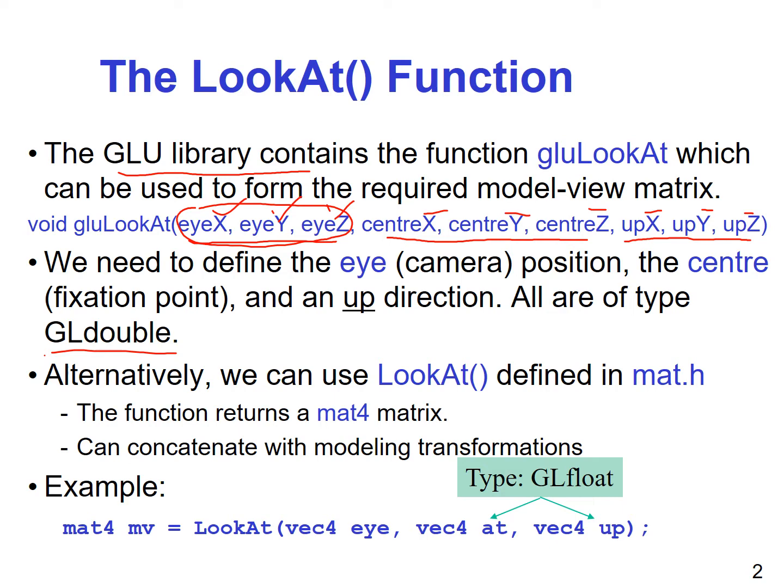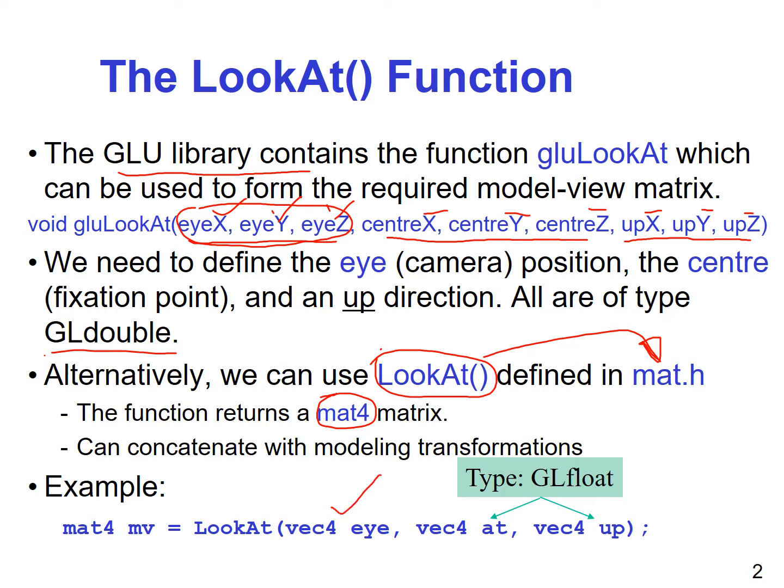They are very simple and very convenient to define in terms of where we want to put our camera, where we want our camera to be looking at, and how the camera should be oriented. So alternatively, we can use the LookAt function, which is provided in mat.h that comes with the book. The LookAt function will return to us a mat4 type matrix, which we can combine with other matrices to define our model view matrix.